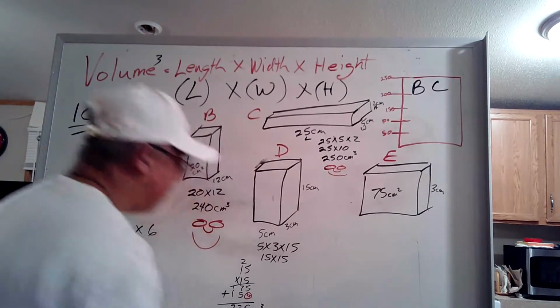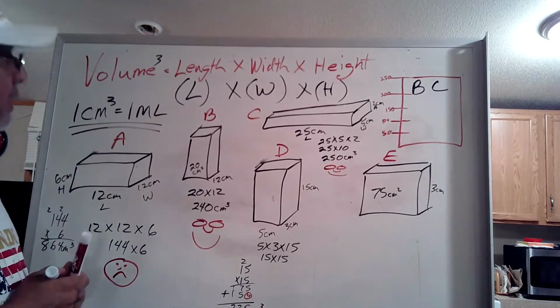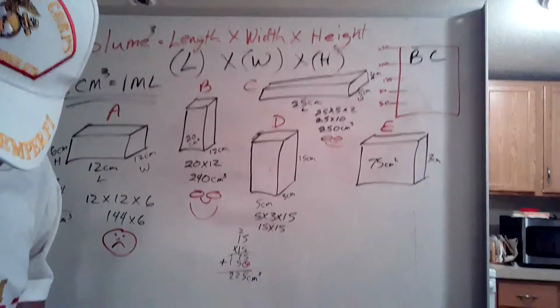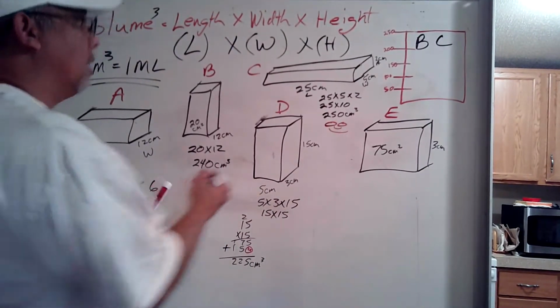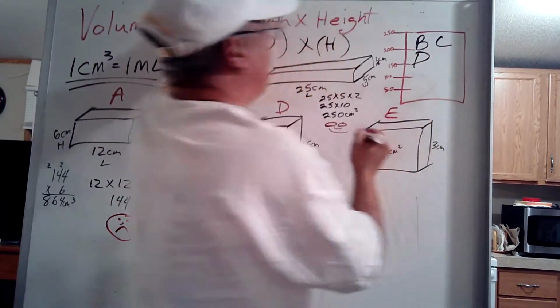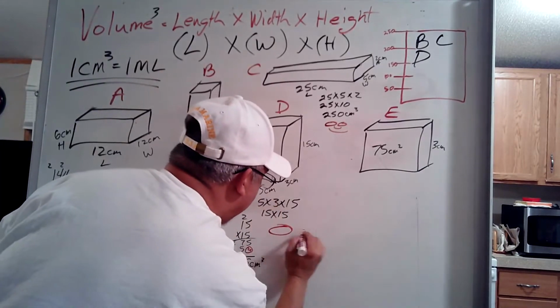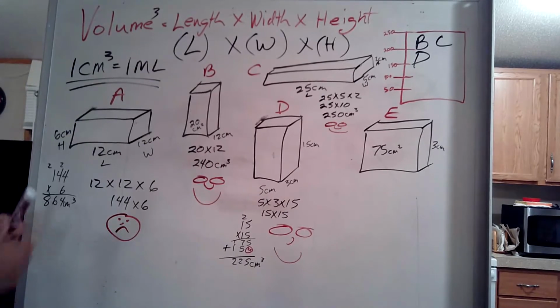225 cm to the itty bitty 3. Will that work? Will that fit in my beaker? Yes, it will. 225 will fit in my beaker. So I'm going to put the letter D over here. D will fit in my beaker of 250, and I'll give this one a smiley face. Yay! All right, so we've done A, we've done B, we've done C.